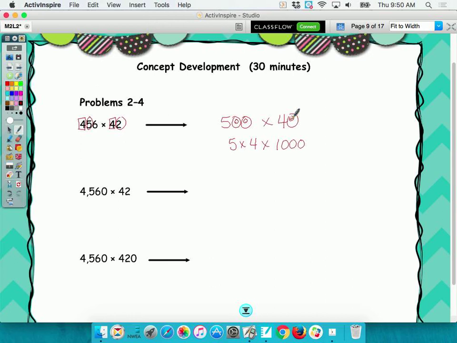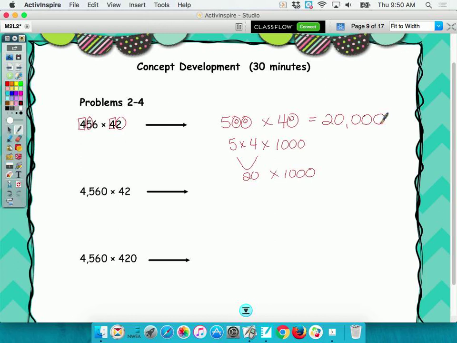All right. So 5 times 4 is what? 20. So my answer to this problem is? 20,000. That's all we're doing today in math class. We have 6 total problems.